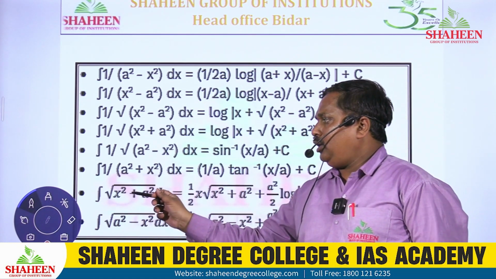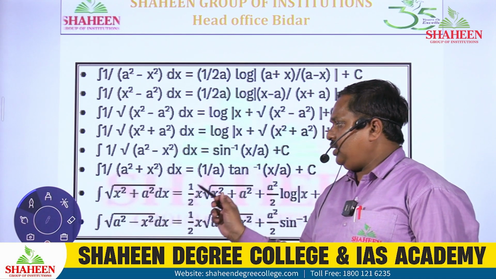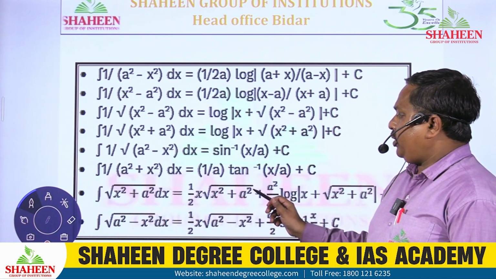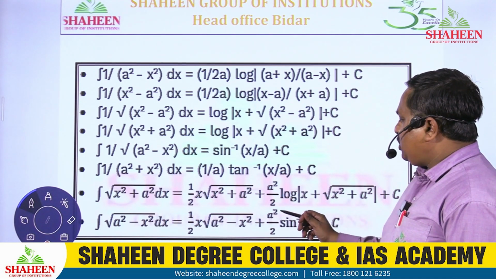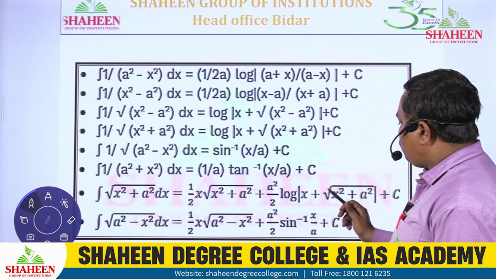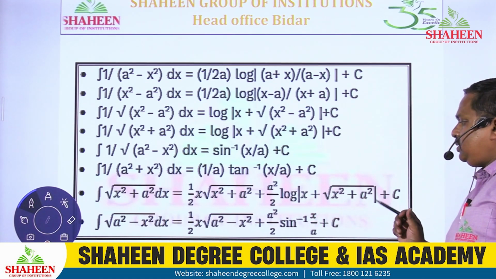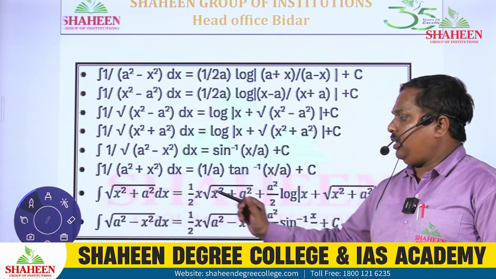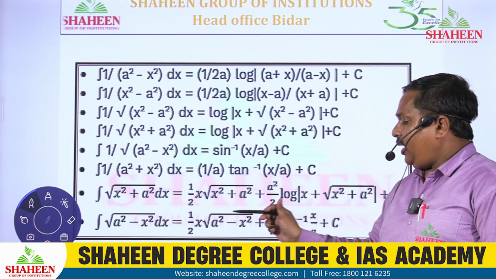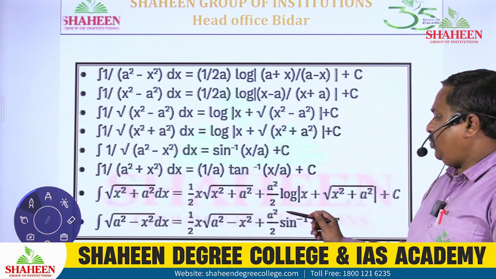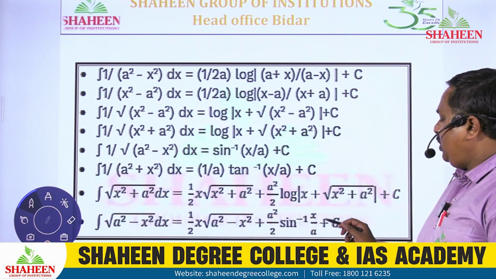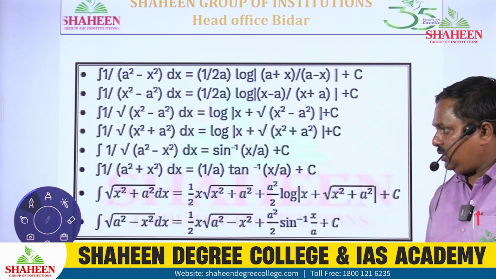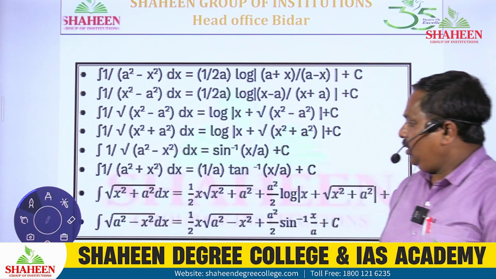And under root x square plus a square dx is x by 2 under root x square plus a square, plus a square by 2 log of x plus under root x square plus a square, plus c. And one more formula, under root a square minus x square dx is x by 2 under root a square minus x square, plus a square by 2 sine inverse x by a, plus c. These are the formulas.